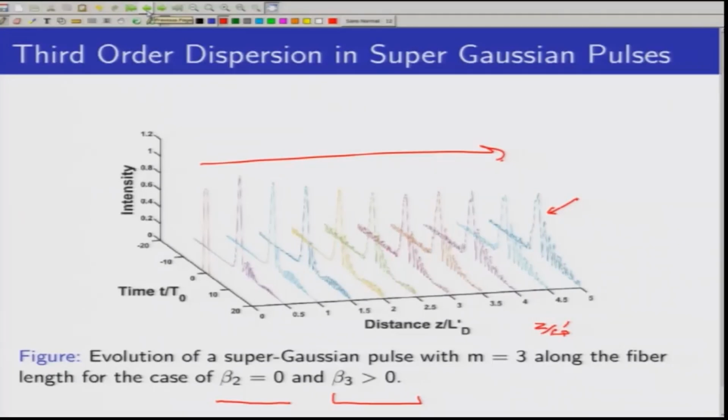This is another thing about the sign of beta 3. If we are operating in the region where beta 3 is less than 0, then the effects on the trailing edge would reflect on the leading edge of the pulses. So if we are seeing distortion here in the case of beta 3 greater than 0, we will see distortion on this side in the case of beta 3 less than 0.